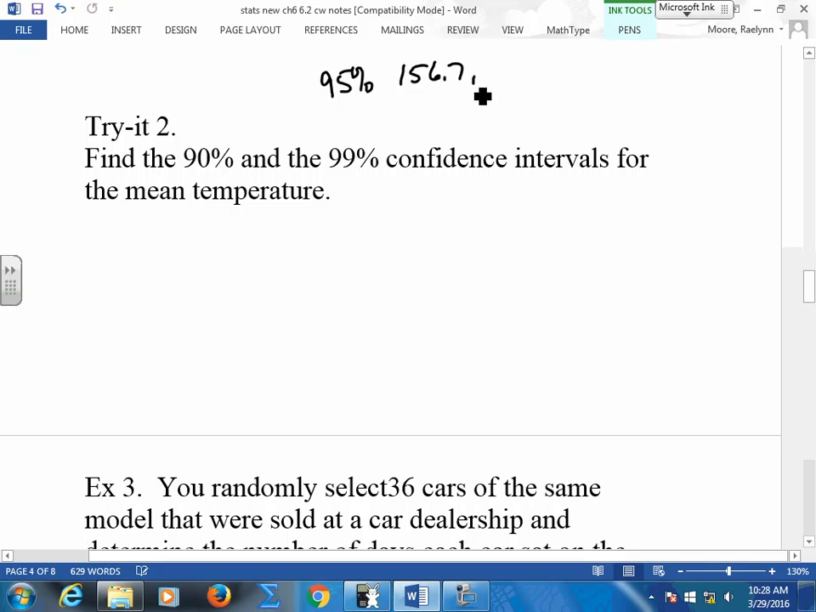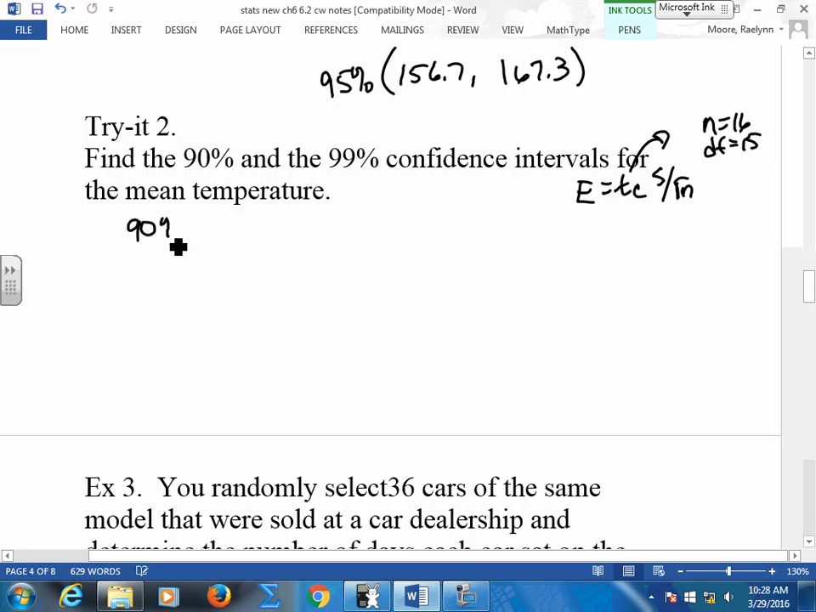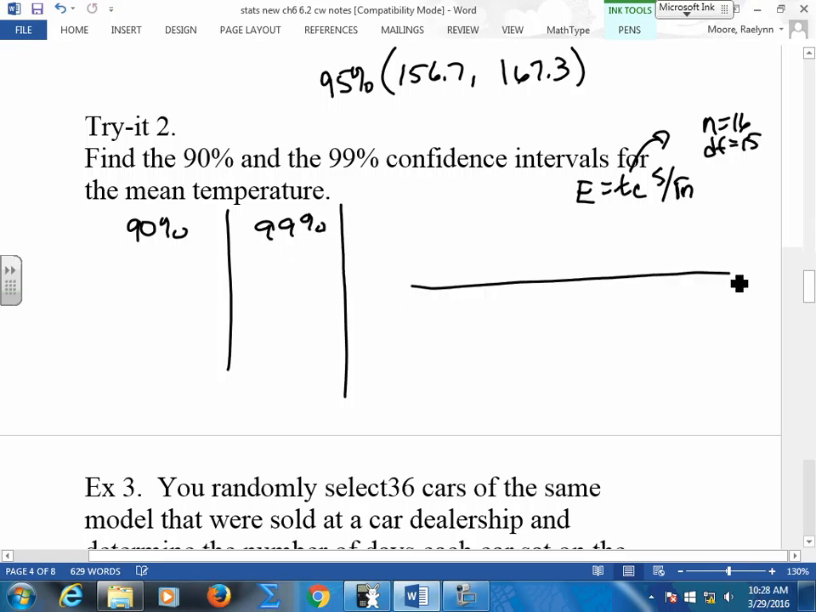How do you do your calculator? Go to stats, test, and come down to 8. If you're working off of your margin of error, you're just going to have to repeat this. You're going to have to change this for your confidence. And I think our N was 16. So your degrees of freedom is 15. So here's a 90. Here's a 99. But this was our 95. I'm going to put this on the number line.